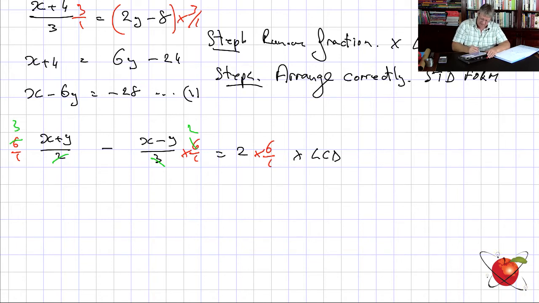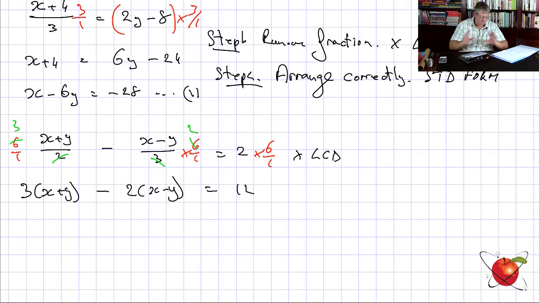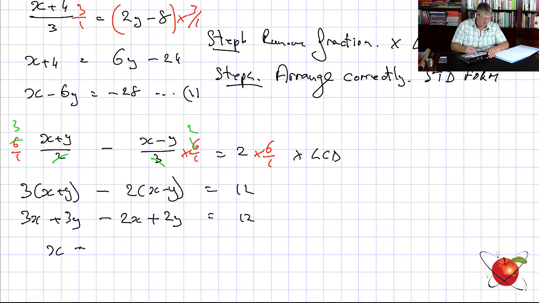Now I can say that's 3 times x plus y minus 2 times x minus y, is equal to 12. Simplifying this, 3x plus 3y minus 2x plus 2y is equal to 12. Now let's group like terms. 3x minus 2x is x, plus 5y equals 12.